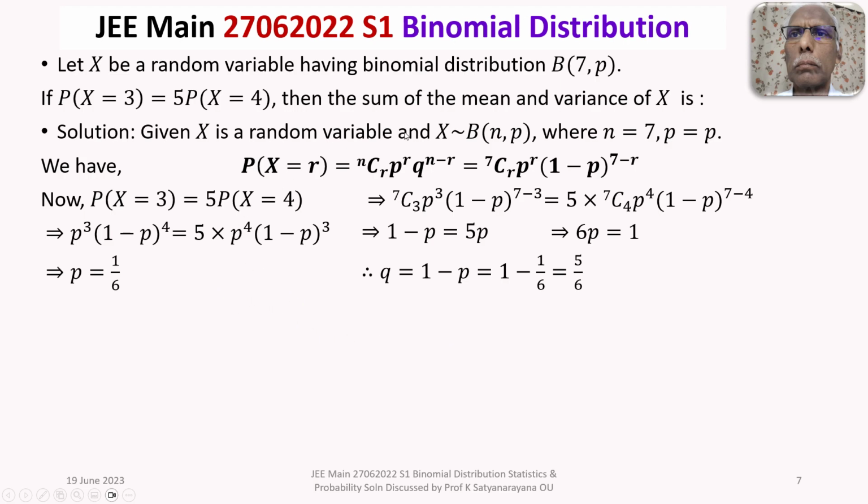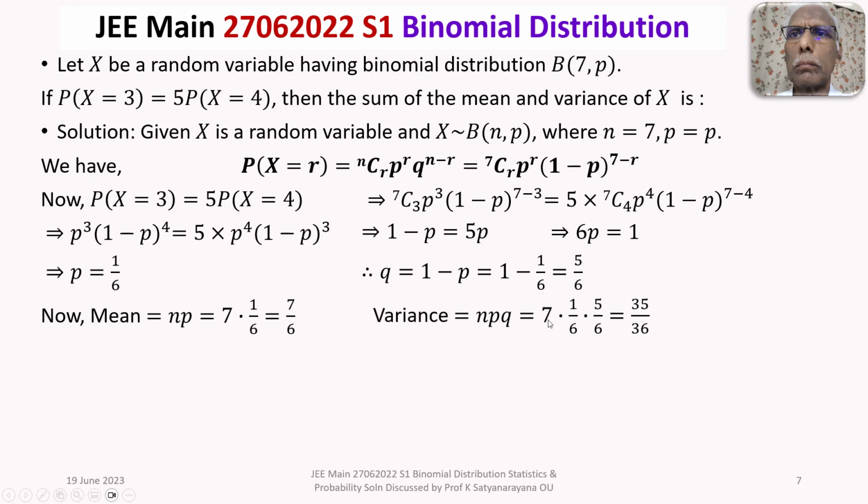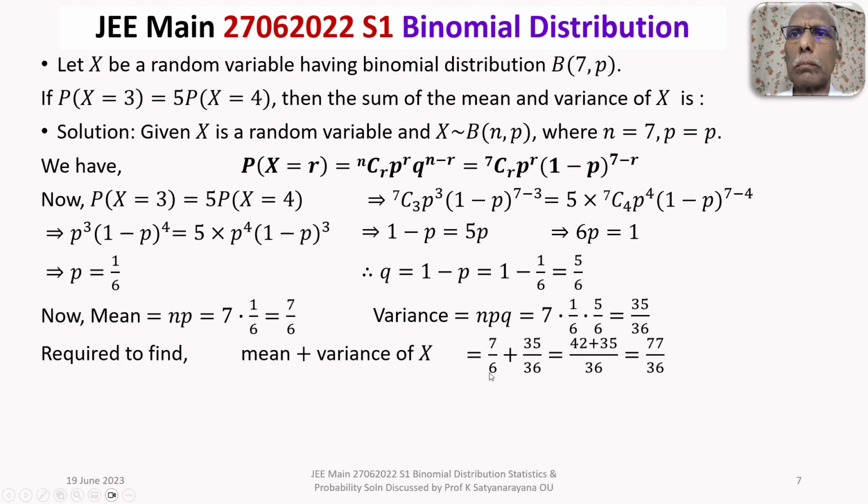Now we are ready to talk about the mean. The mean is n times p, that is 7 into 1 by 6, which is equal to 7 by 6, correct? And the variance is npq, where n is 7, p is 1 by 6, q is 5 by 6. This is 35 by 36. Required to find the sum of the mean and variance of X. Okay. Required to find mean plus variance of X. So that is equal to mean 7 by 6 plus variance 35 by 36.